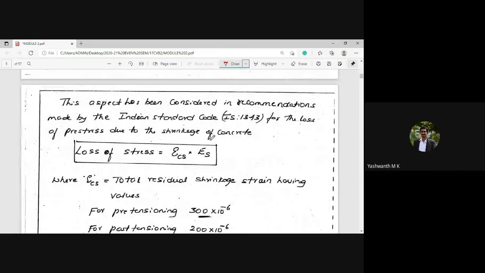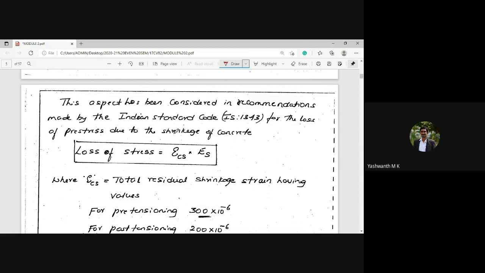Now I have explained the shrinkage. Now, how do we quantify the loss of pre-stress that is going to happen due to shrinkage? For that, the Indian code has given certain recommendations. As per the recommendations made by the Indian Standard Code IS 1343:2012, or the earlier version of 1980, this is the codal provision we are going to follow for analyzing and designing. You can get the formula in the 1343 code. One is 1980, the earlier version, and the present version is 2012.